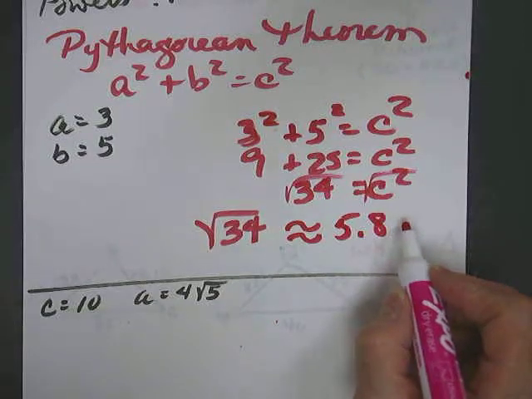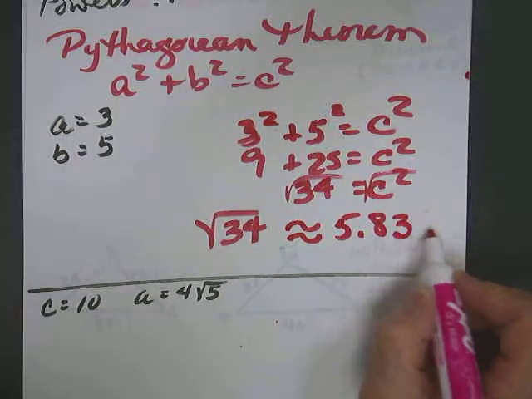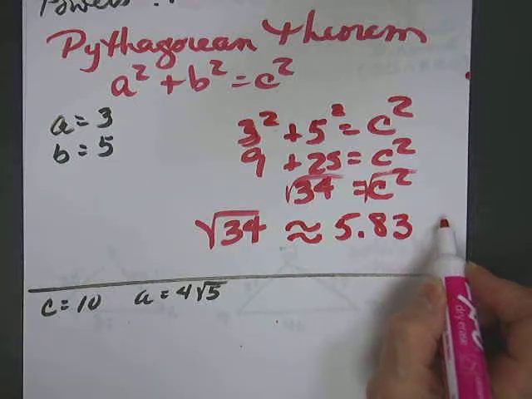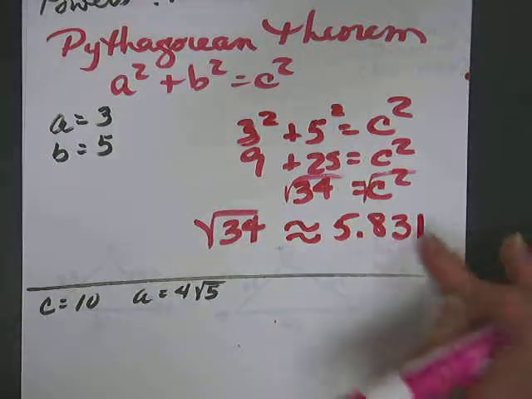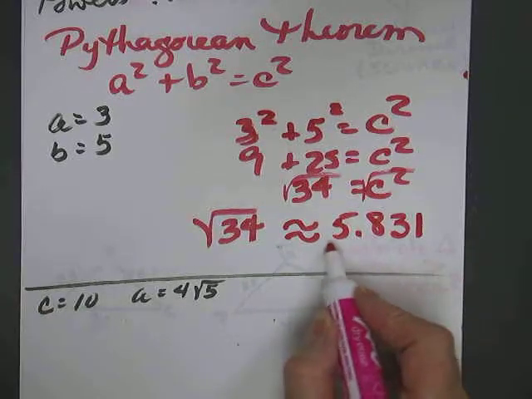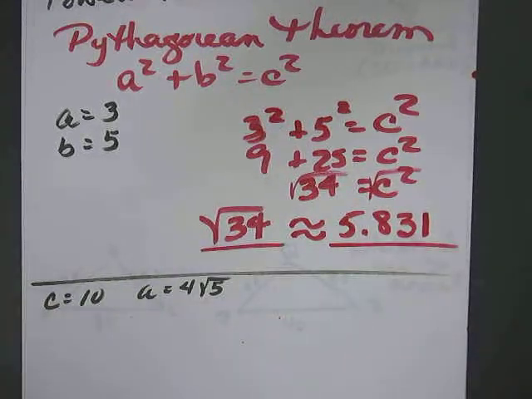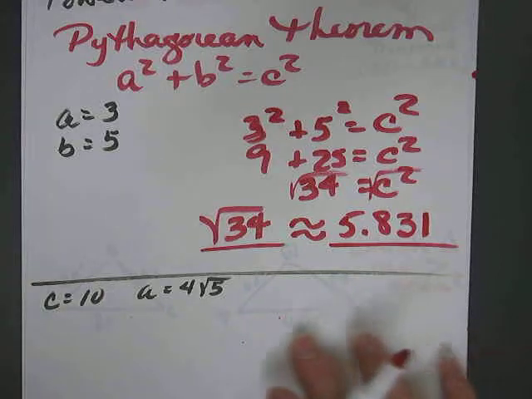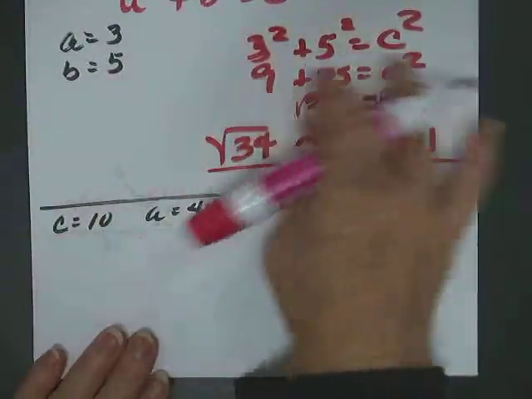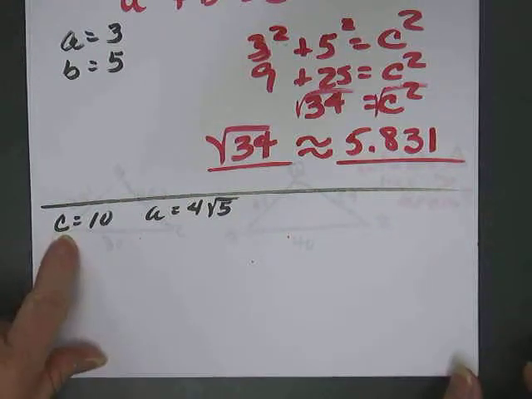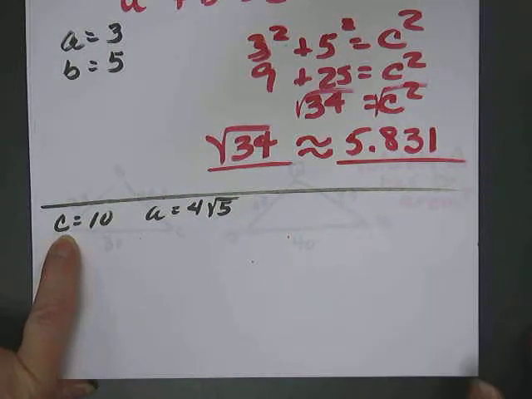5.8309. Well, that's not 3 places. Oh, 3 places. It's 1, right? 09 would round to 1. So that's the approximate, and that's the exact. And we're only doing 2 of these, one where we have an A and B, and I'm doing one where you have a C.